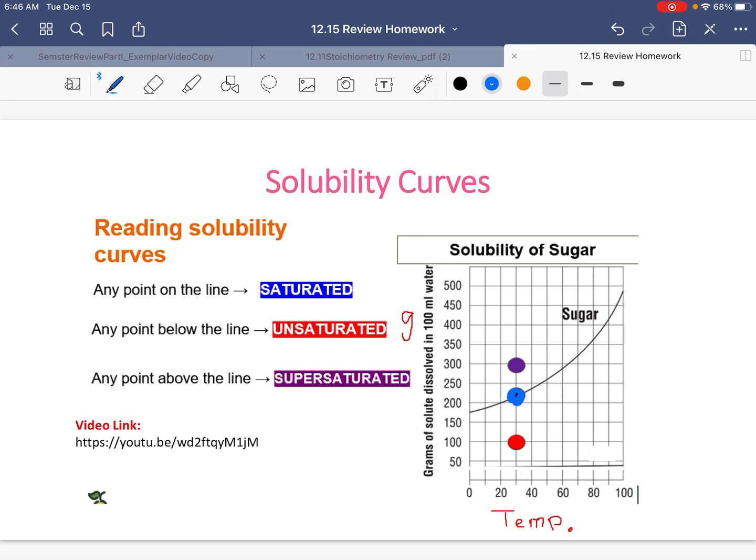So saturated is when it sits on the line. So right, this blue dot is sitting on the line. Any point below the line, you can think of like unsaturated and under, because it is under the line. And then supersaturated, another word for above would be like superior. So you can see in this purple dot, supersaturated is superior or above.